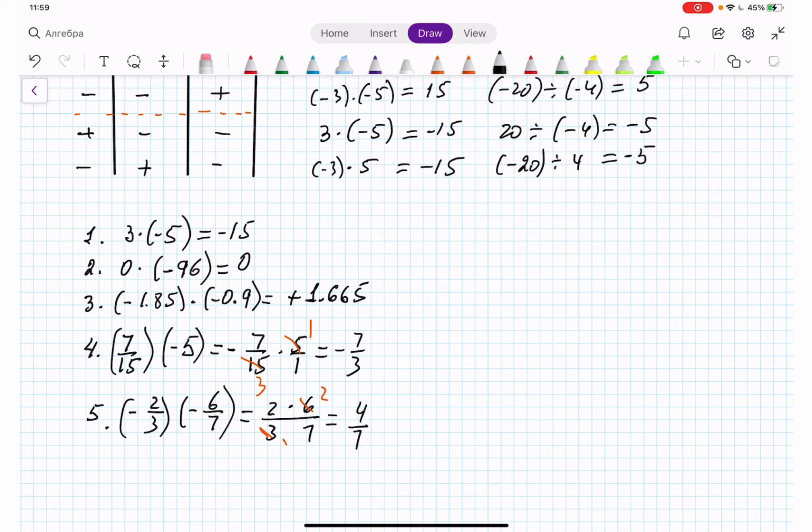Question number 6. So what do we have? We have 0 divided by negative 5. Okay, once we have 0, it doesn't matter multiplying or dividing, it's going to be 0. We're done. Number 7.